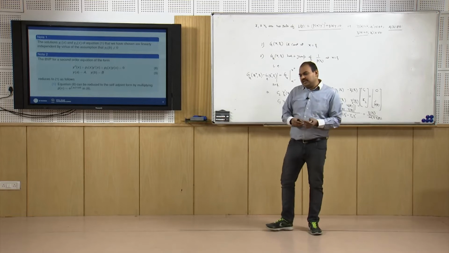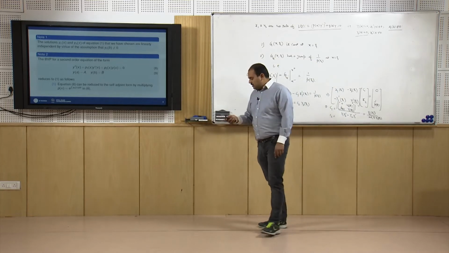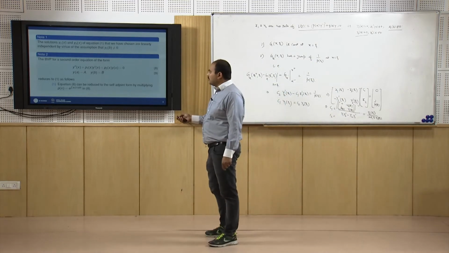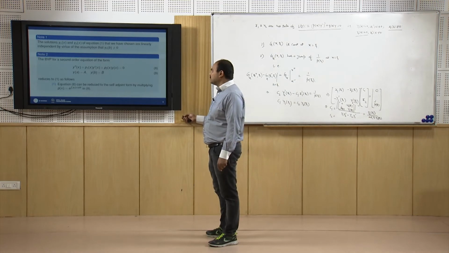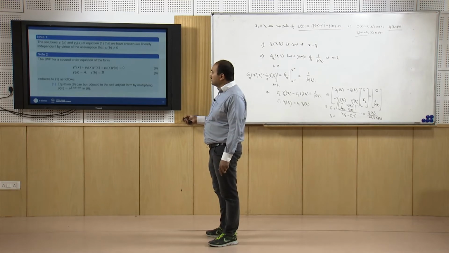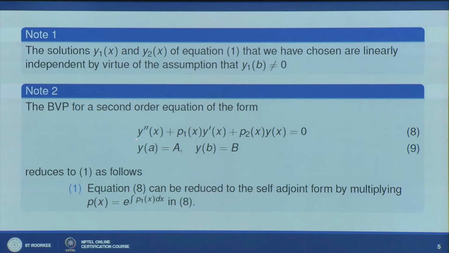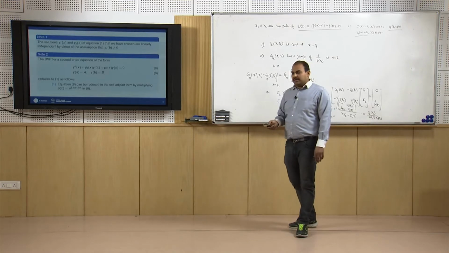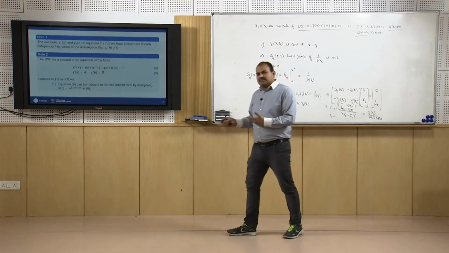Now it may happen that in general it may not be true. It means that your equation may not be a self adjoint equation. So it means that y double dash plus p1(x) y dash(x) plus p2(x) y(x) is equal to 0. Here the coefficient of y dash(x) is not the derivative of the coefficient of y double dash(x). So this is not given in self adjoint form. And if you look at the conditions also, here the conditions are given as y(a) equal to A and y(b) equal to B, and A and B may not be equal to 0 ideally. So what to do in this particular case?